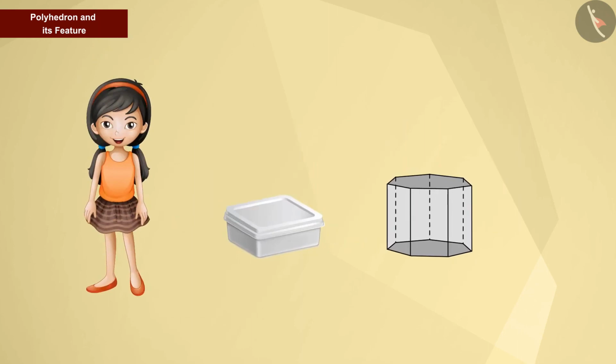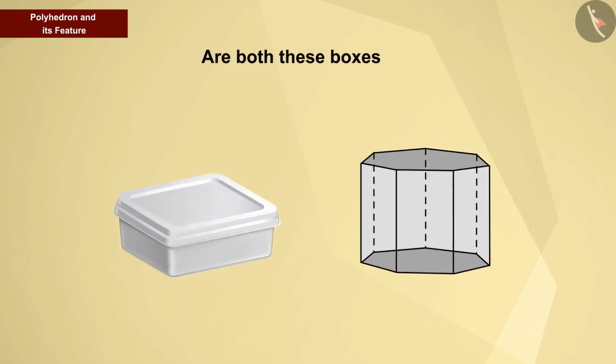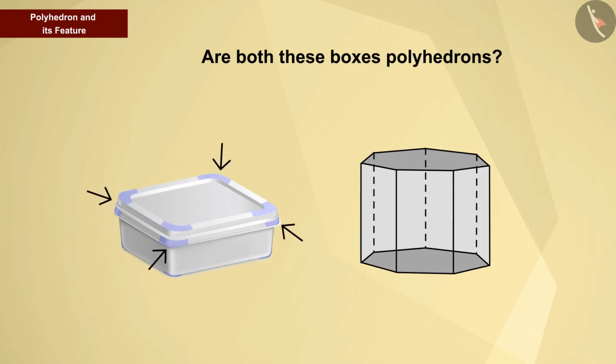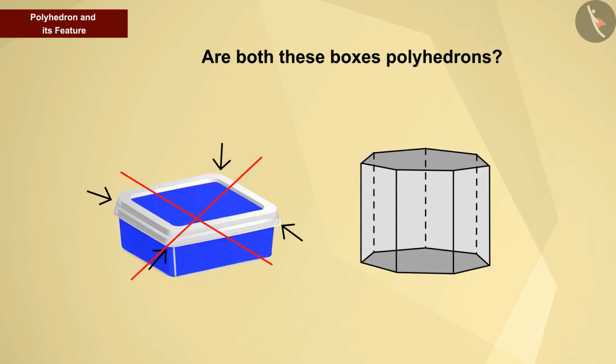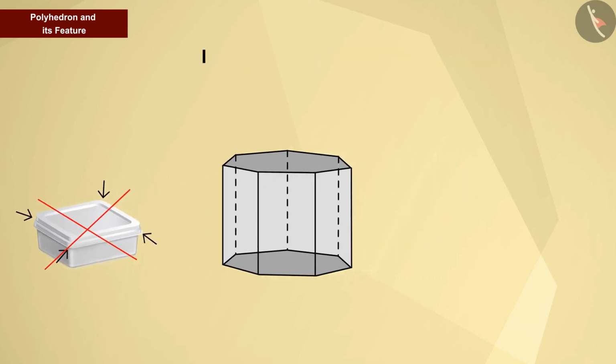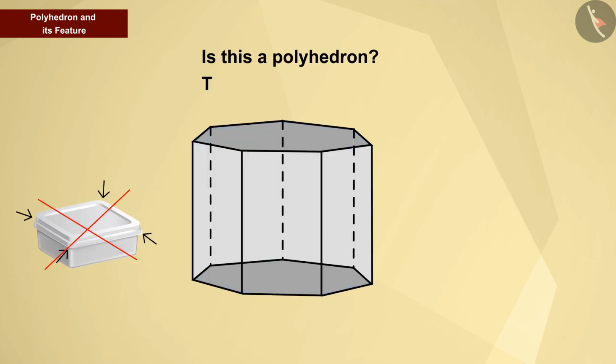Mohini bought 2 boxes to keep her pencils from the market. Are both these boxes polyhedrons? As you can see, this box has curved edges. This box is not a polyhedron because its faces are not made up of a combination of flat polygons. Now, look at this second box. Is this a polyhedron? This box is made up of a combination of flat polygons. So, it is a polyhedron.